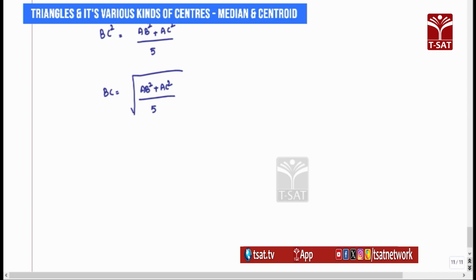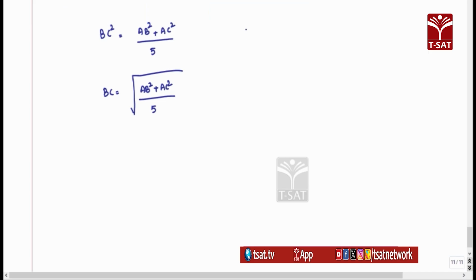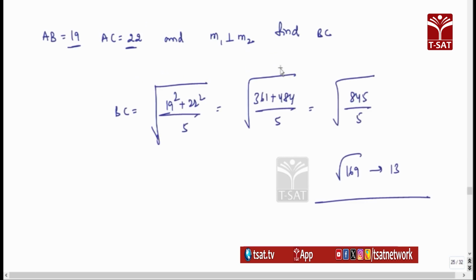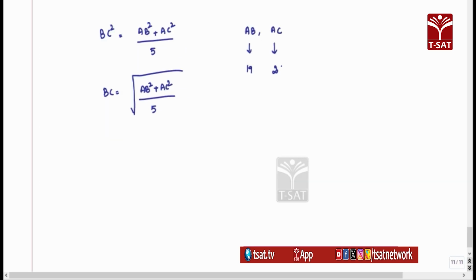Suppose medians corresponding to the sides AB and AC are perpendicular to each other. Length of side AB is equal to 19, length of side AC is equal to 22. Then if they ask you to find BC, directly you can substitute in this formula.